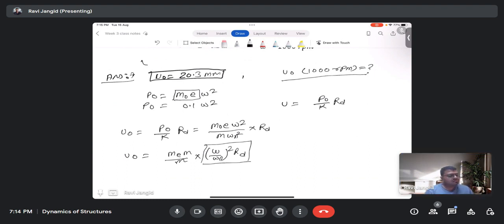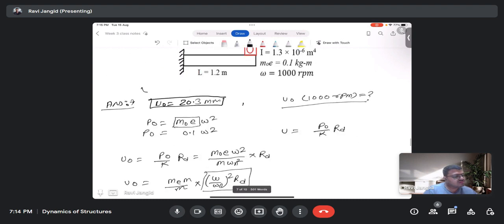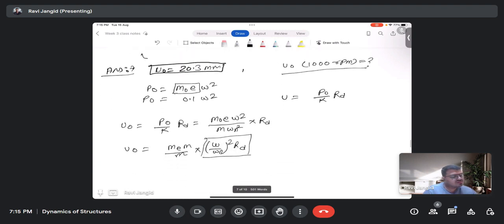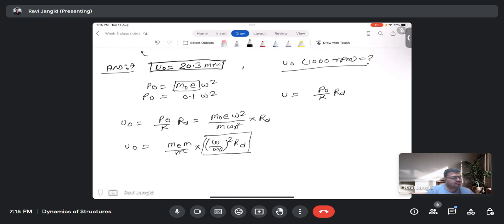No, from the RD it will have the equation for the damping ratio, no? So we have to equate the full equation to u naught. We know the value of u naught as 20.3. So the only unknown parameter will be the damping ratio.